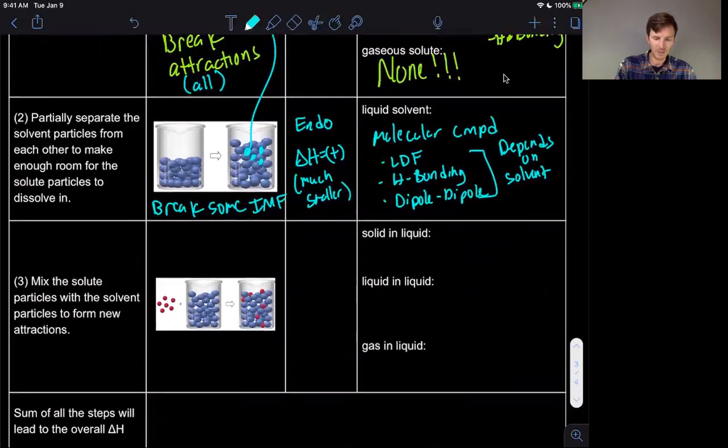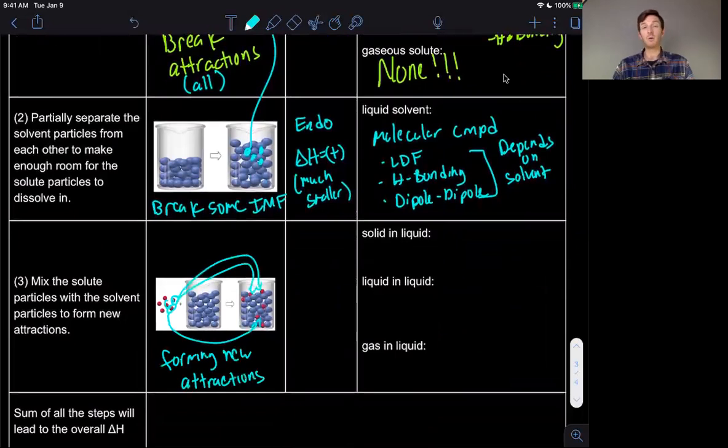So now we've made space, and all of these solute particles are going to move in and occupy the empty spaces that have been made within our solvent. So now when we mix these things together, we are forming some kinds of new attractions. Okay, and so we think of when this is happening, what kinds of new attractions are we making, and does that affect whether it's positive or negative?